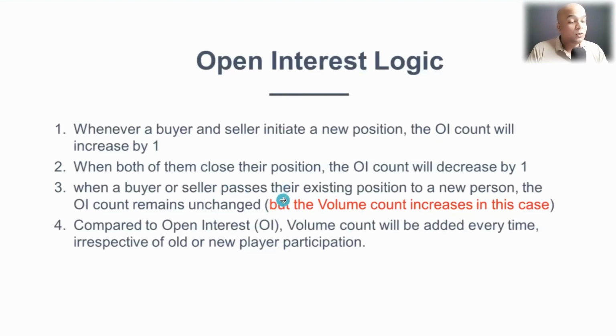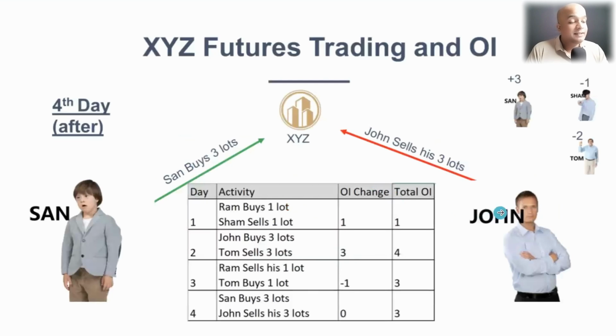But you have to notice volume count increases in this case. So basically nothing happened in the market, right? John transferred his position to Sam. So there is no demand, right? There is no demand at all. John transferred to Sam.